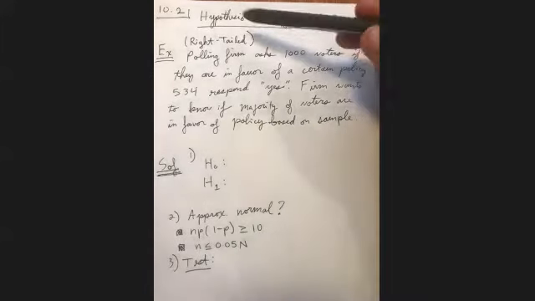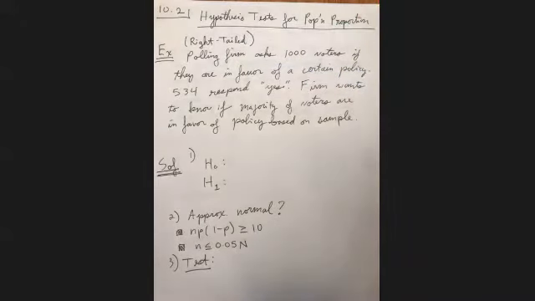In this example, there's a polling firm that asks 1,000 voters if they are in favor of a certain policy, whatever that policy might be. 534 of those voters responded yes. Great. The firm wants to know if the majority of voters are in favor of the policy based on the sample.